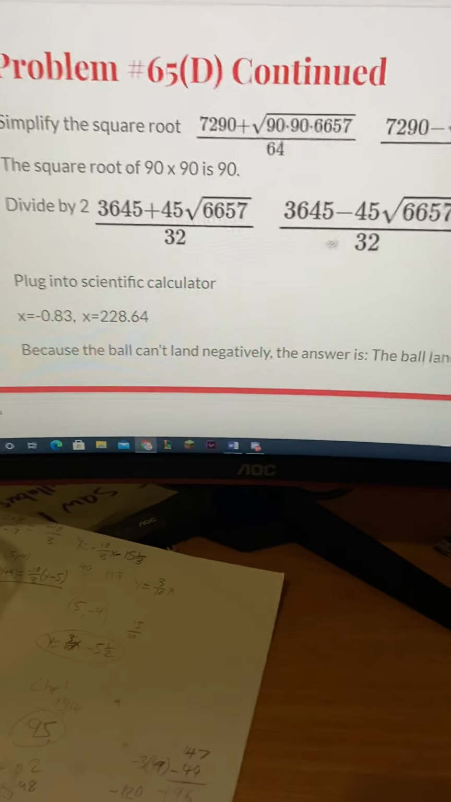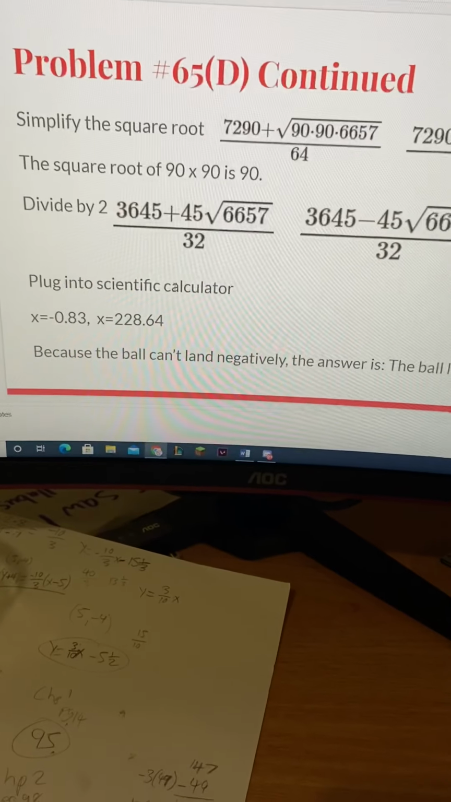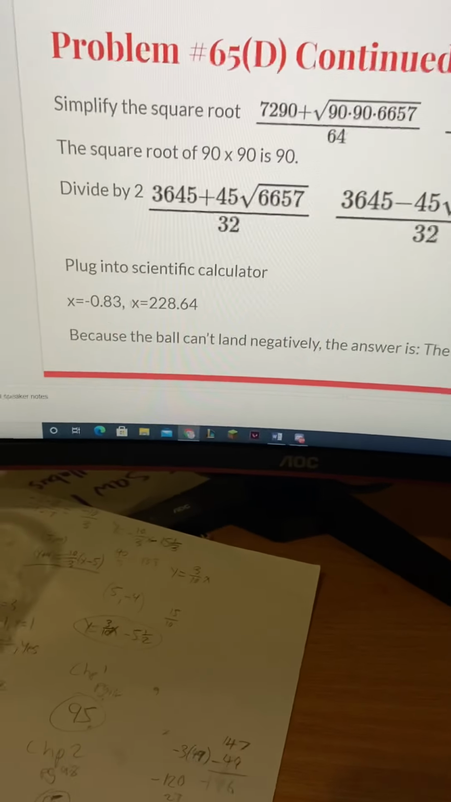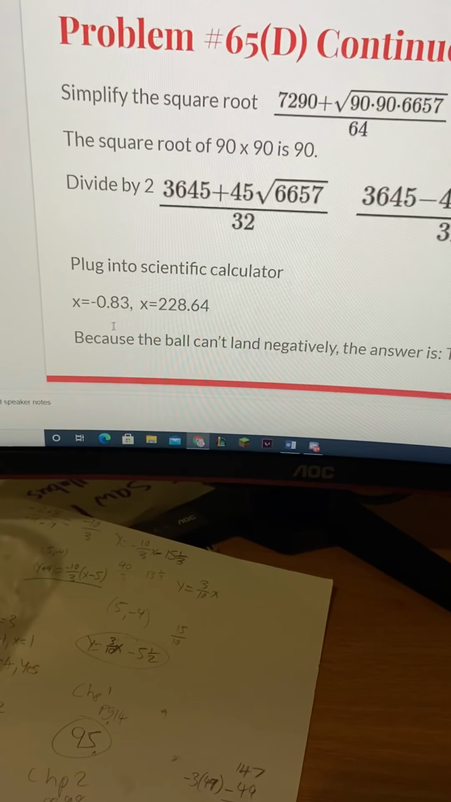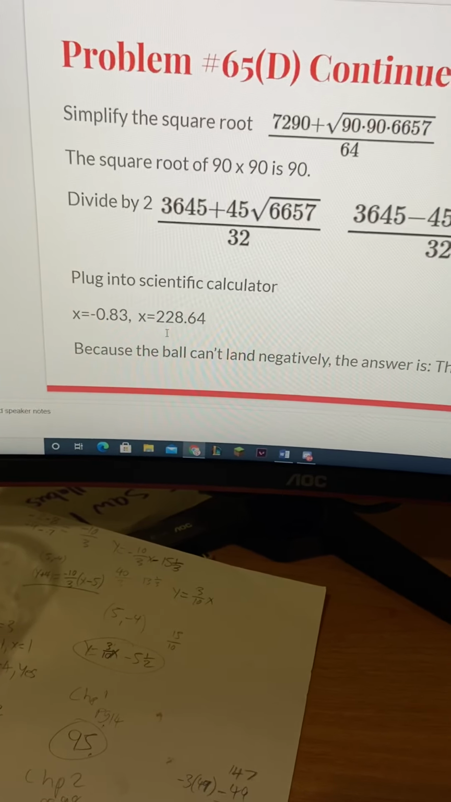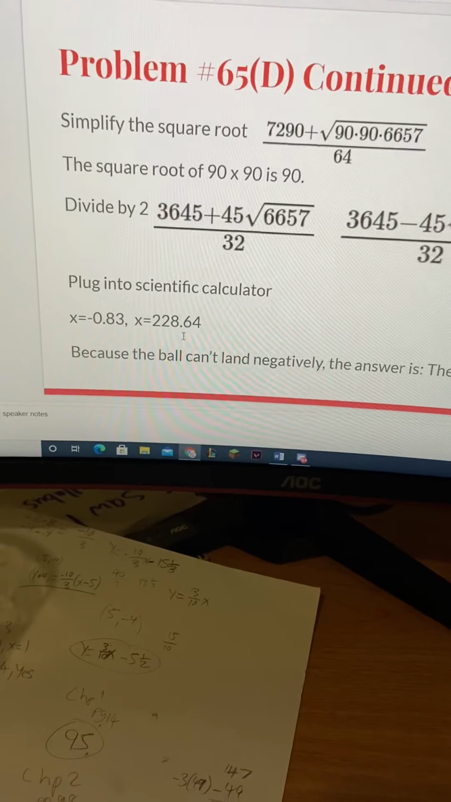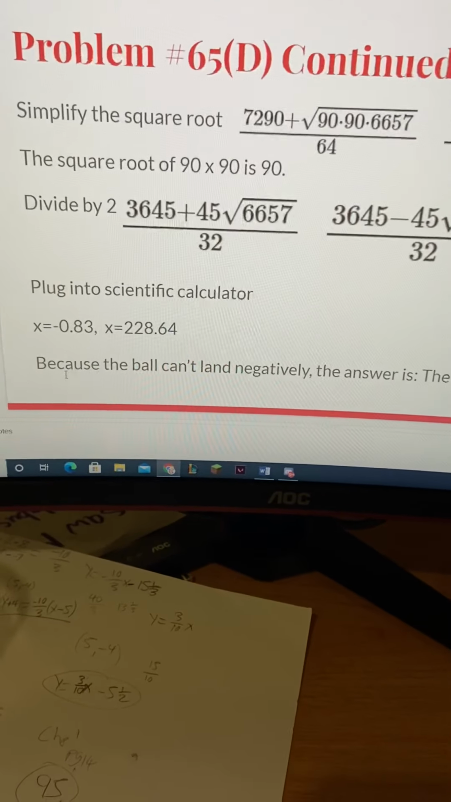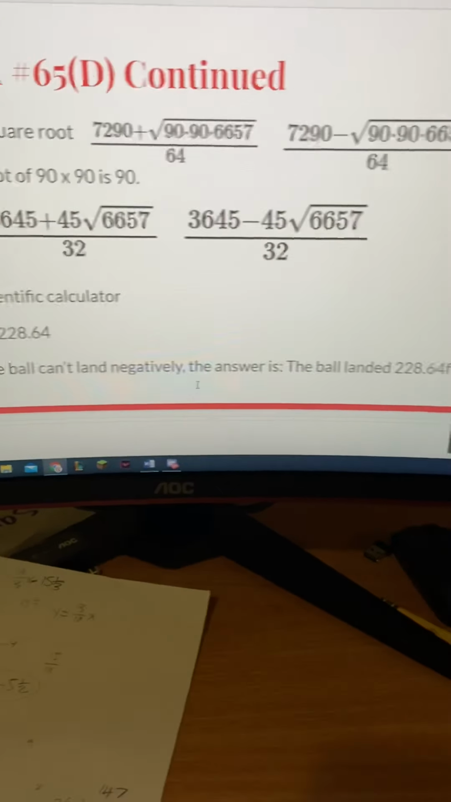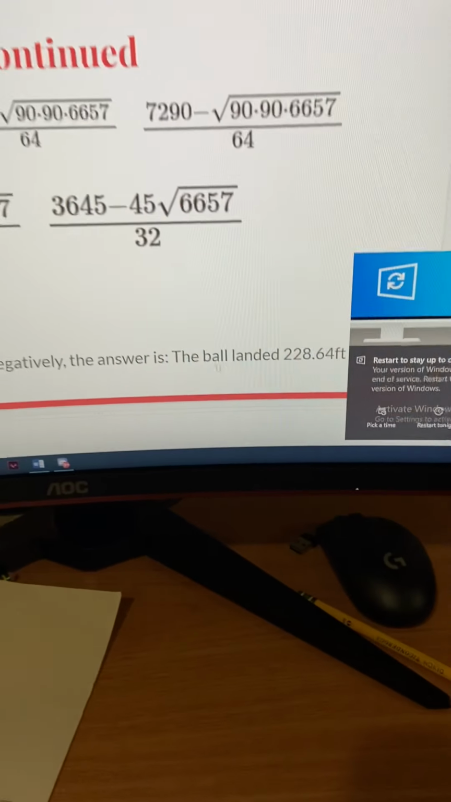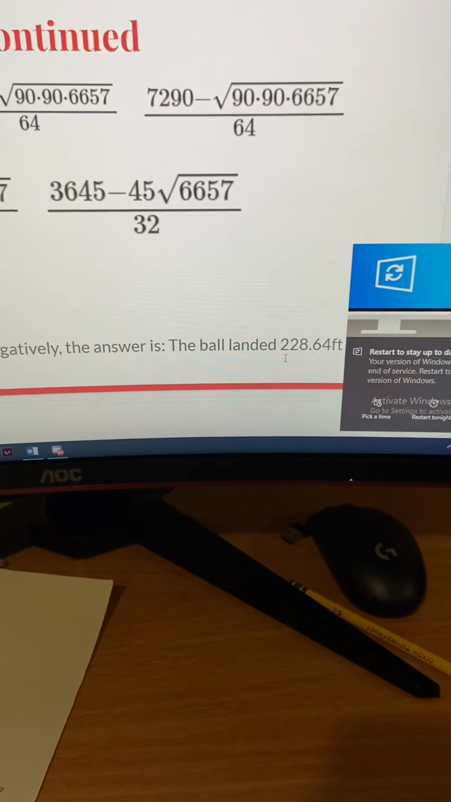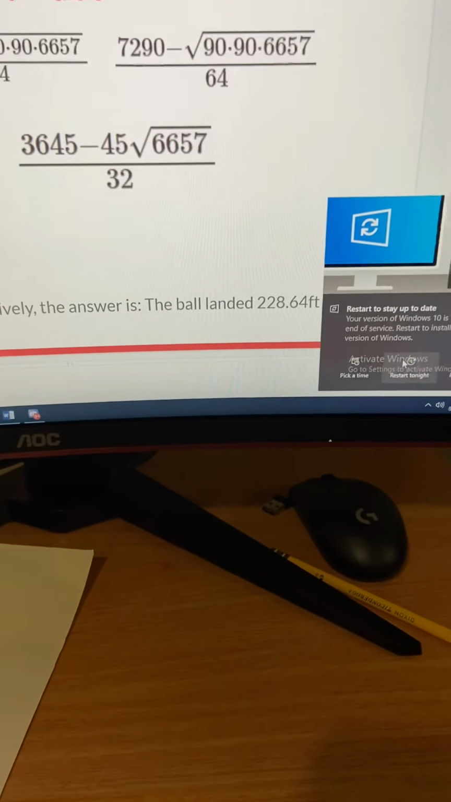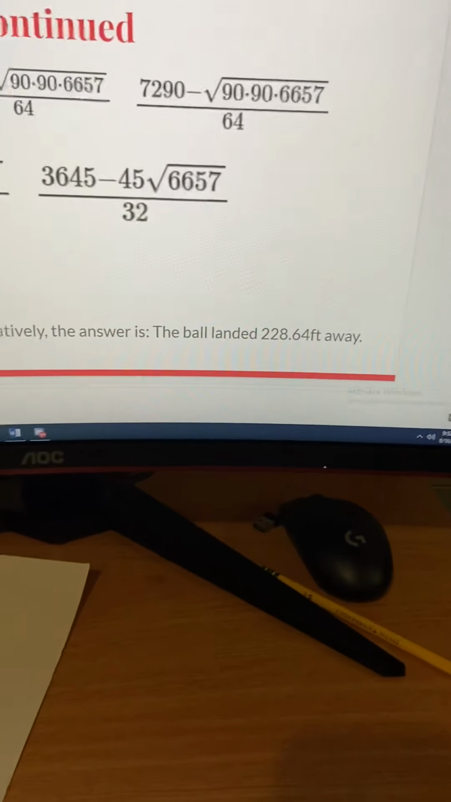We plug both of these into a scientific calculator, or you can do it by hand, and we get x equals negative 0.83 and x equals 228.64. Because the ball can't land negatively, the answer is the ball landed 228.64 feet away from the punter.